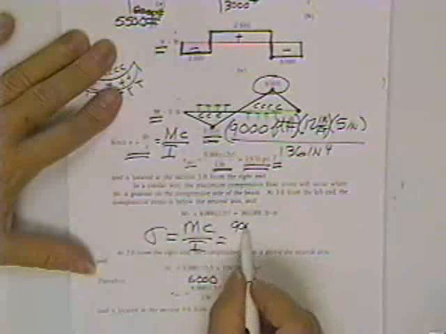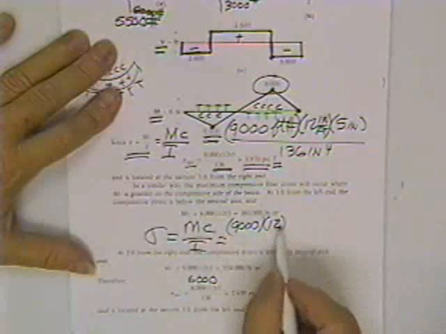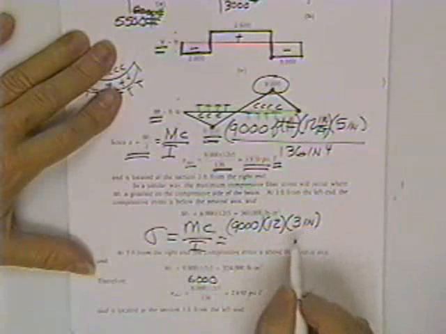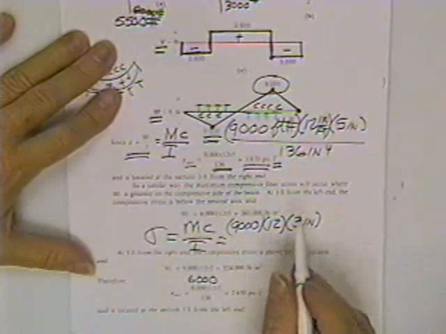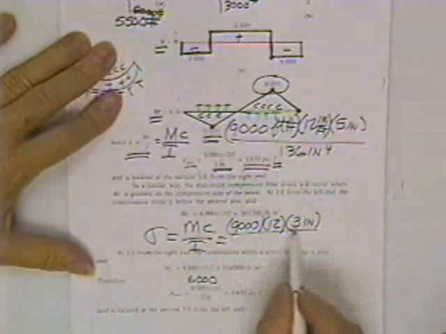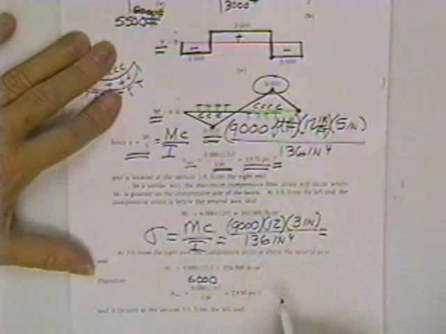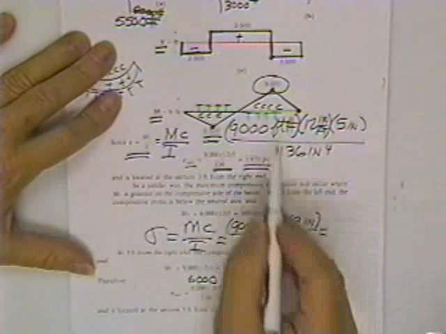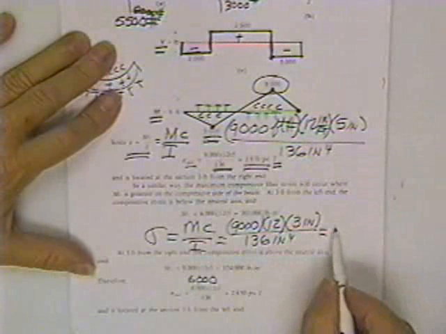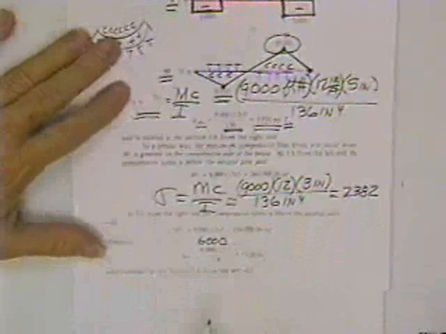If you decide to look for the moment at the 9,000 foot-pound mark times 12 inches in a foot, you'll be forced to use the 3-inch C distance, because that's how far the fibers are up in the compression range. You must go to the compression side. Then you divide by 136 inches to the 4th power, and you find the true compressive stress on the top of the beam at that point. How much? 2382.